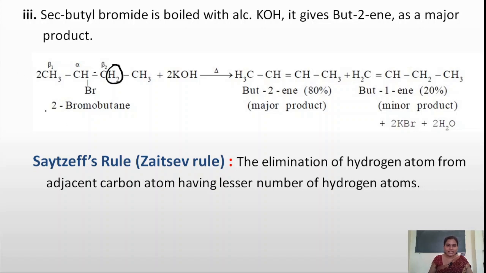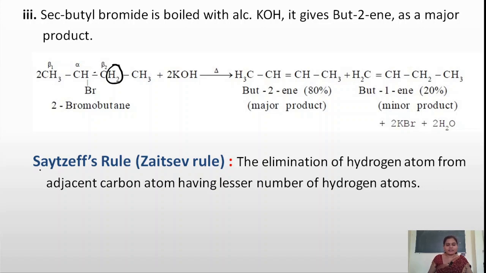Now, in the case of 2-bromobutane, these two are the beta carbons. To this carbon there is a lesser number of hydrogen atoms, that is, there are 2 hydrogen atoms attached to this carbon, and there are 3 hydrogen atoms attached to this beta 1 carbon, and on beta 2 carbon there are 2 hydrogens. So the hydrogen is removed from the adjacent carbon having fewer hydrogen atoms. To this beta carbon there are fewer hydrogen atoms attached, so the removal of this hydrogen atom takes place in this reaction.